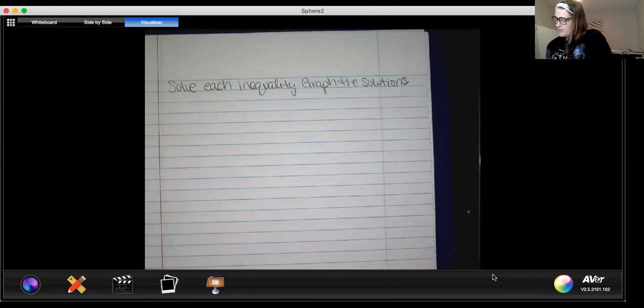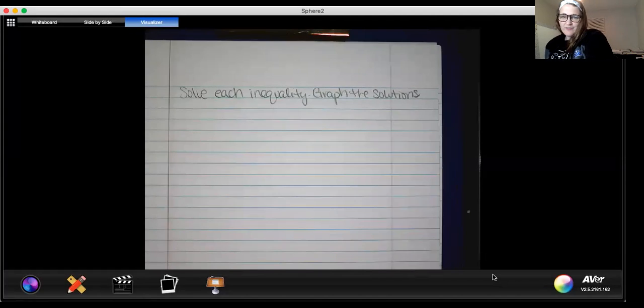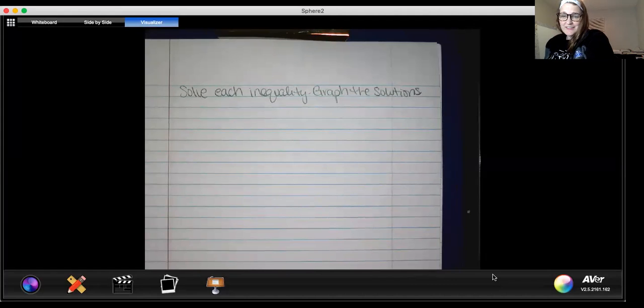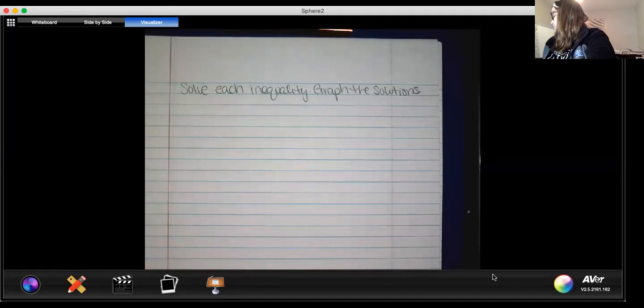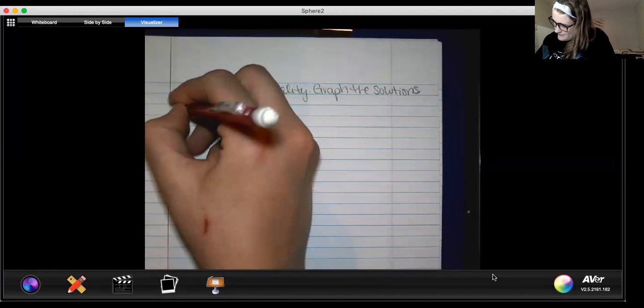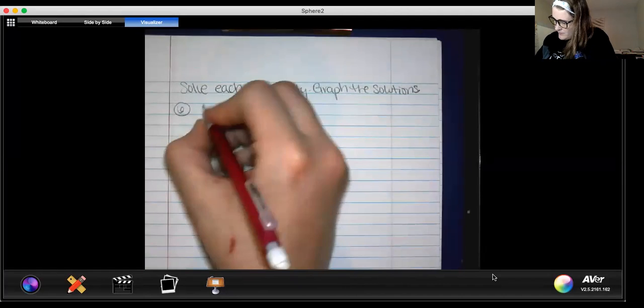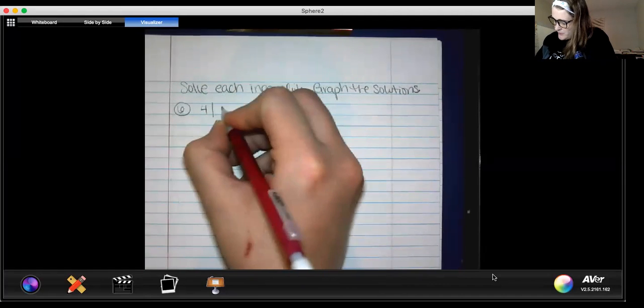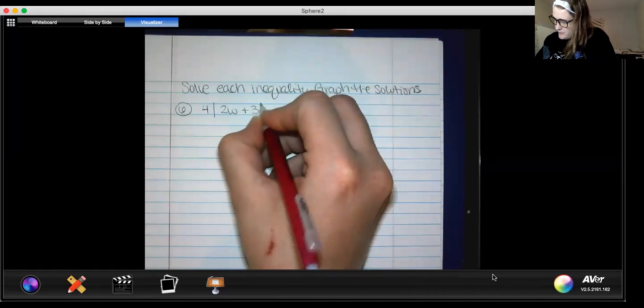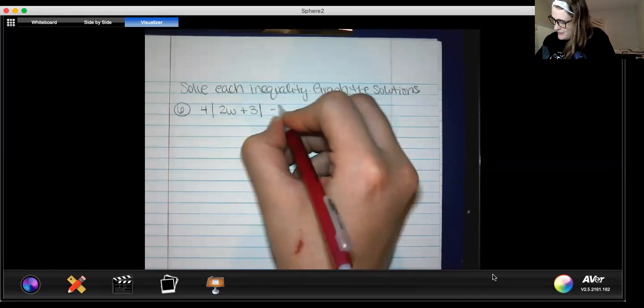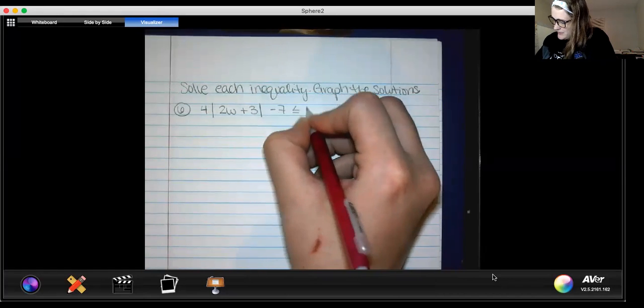Okay, solve each inequality and graph the solutions. So we are doing absolute value inequalities, so we will be graphing on a number line. Number 6: 4 times the absolute value of 2w plus 3, minus 7, is less than or equal to 9.